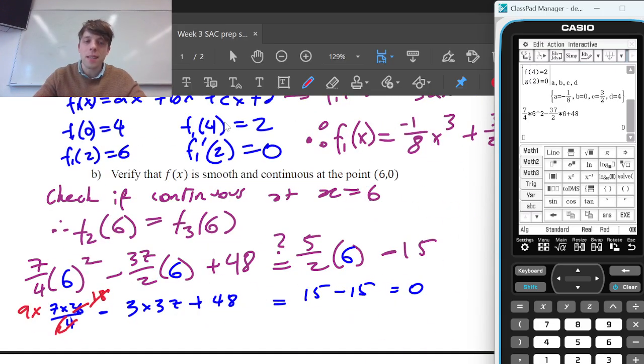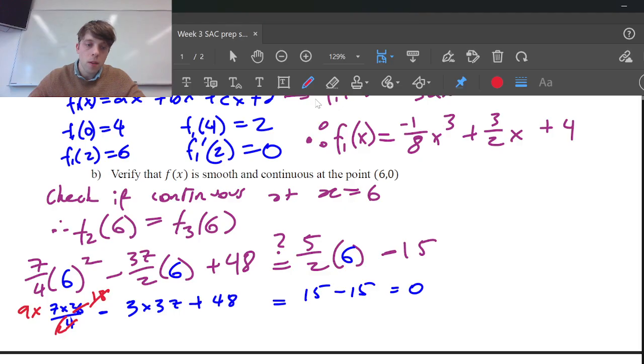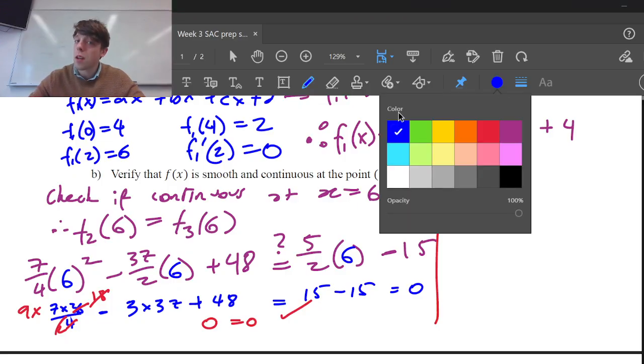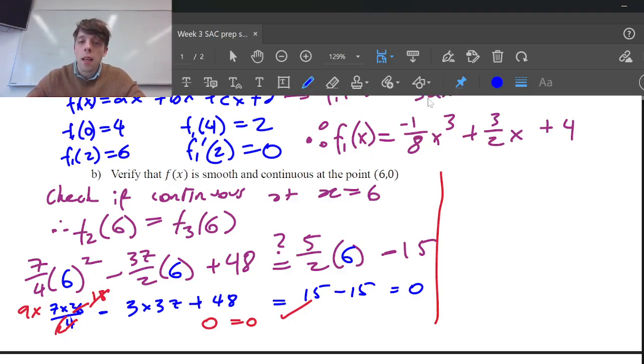Okay, cool. So that tells us that the left-hand side and the right-hand side is equal to 0. So that's equal to 0, that's equal to 0. So that tells us that the function is in fact continuous, but it does not tell us if the function is smooth. This only tells us that on both sides the function is the same. So to check if it's smooth, what do we have to do?